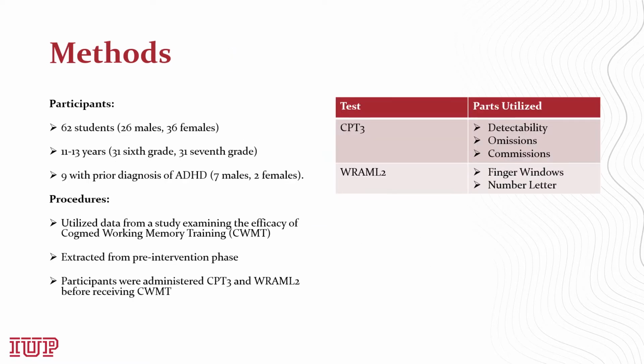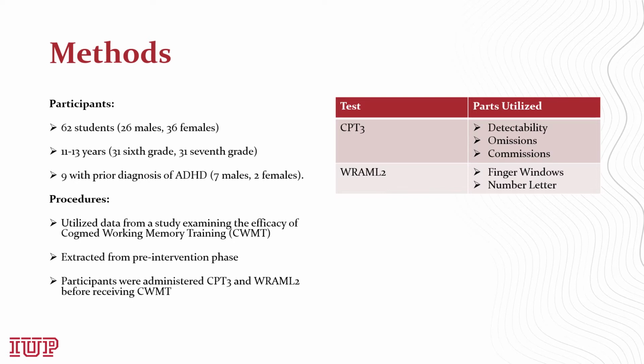The sample consisted of 62 students aged 11 to 13 that were receiving Tier 2 instruction within a response to intervention framework for academic deficits in math or reading. Out of the 62 students, 9 had a prior diagnosis of ADHD. This study utilized data from another study which examined the efficacy of CogMed working memory training. The data were extracted from the pre-intervention phase of the study, during which participants were given the CPT3 and the WRAML2 before receiving the CogMed intervention.